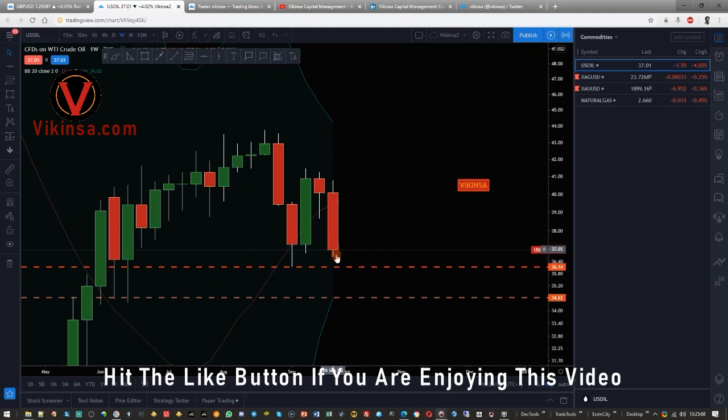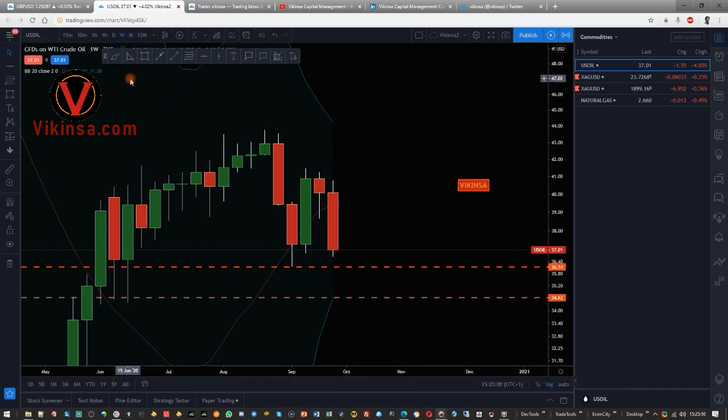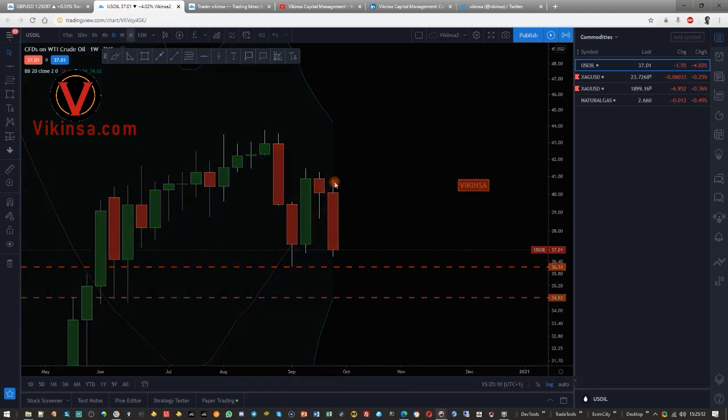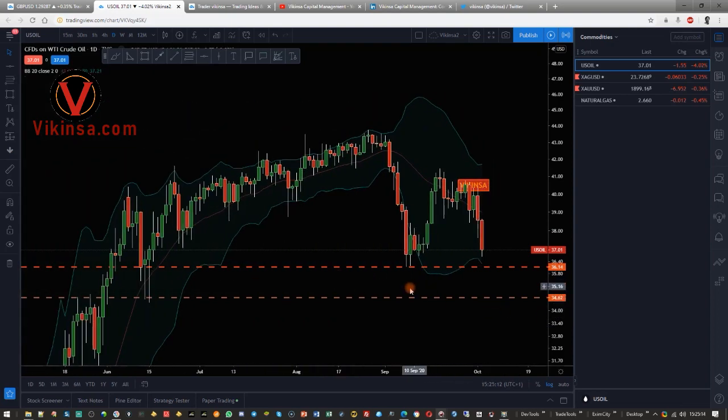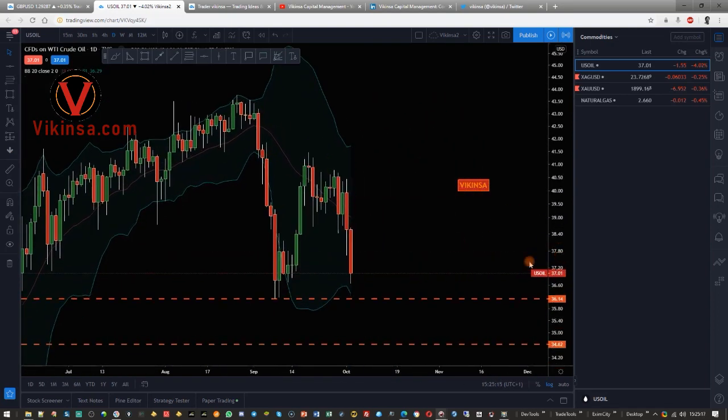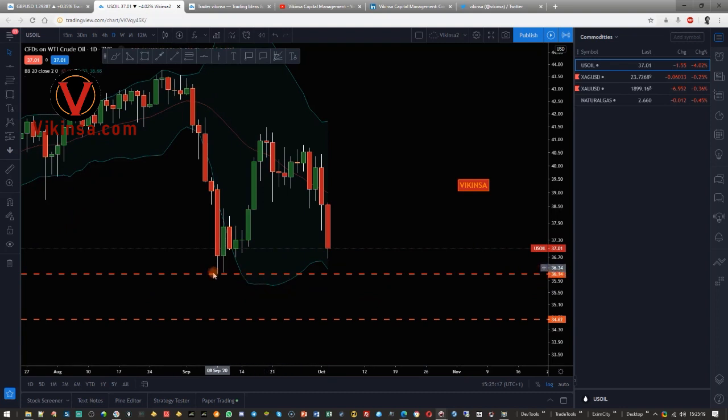So I'm expecting this to continue, but before we make any kind of decision like that, we need to go to the daily time frame, low time frame, to see what is happening. You see, this is that midpoint that I was just talking about, right? So if the market actually pushes, it can actually go through all the way down to 34.62.